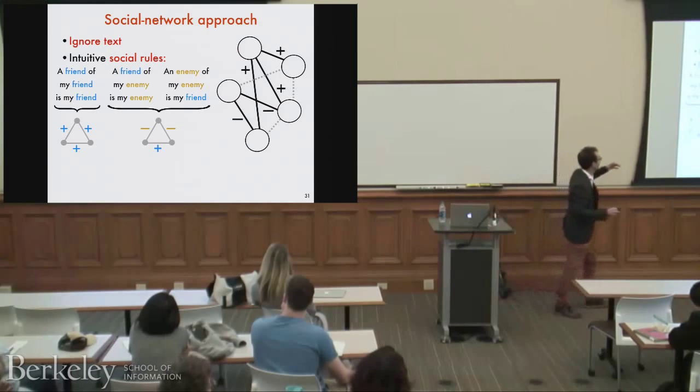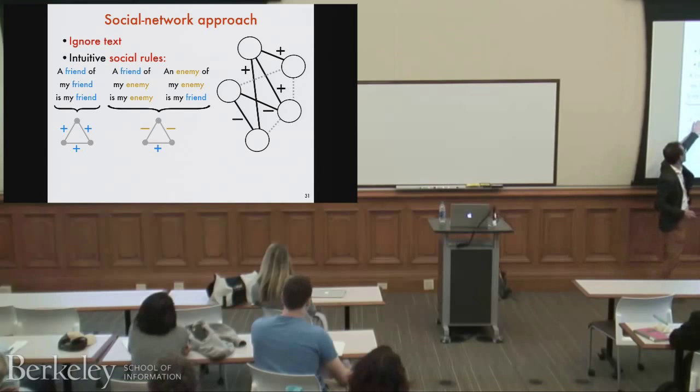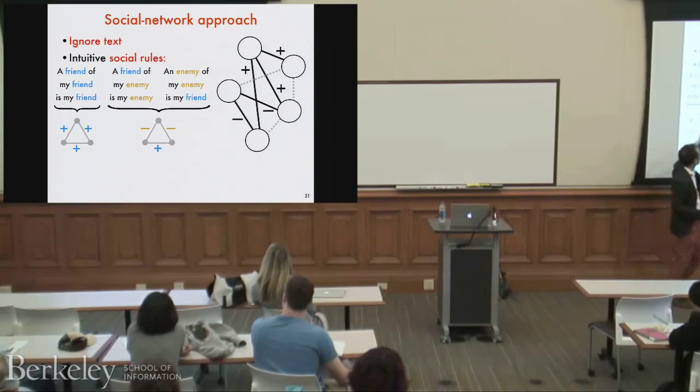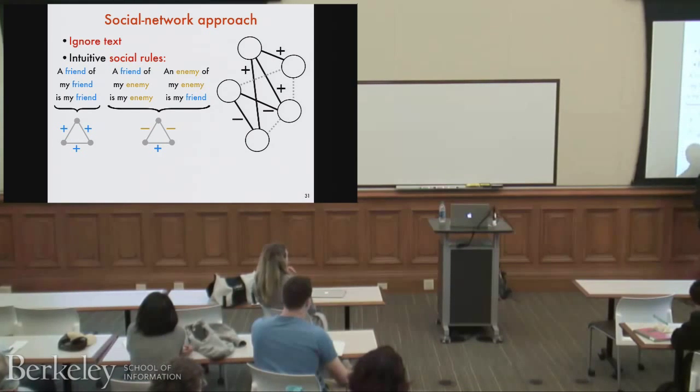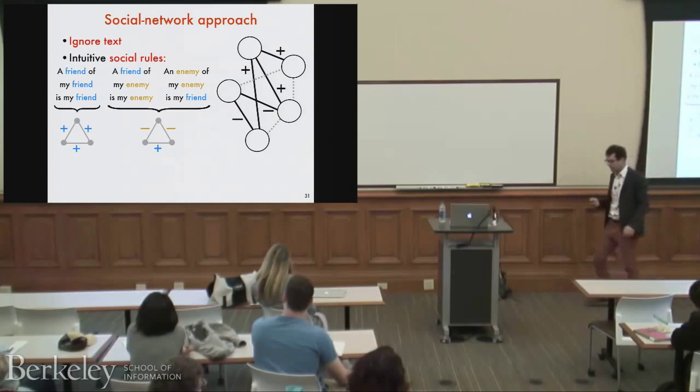For example, a friend of my friend is my friend corresponds to a triangle that has all positive edges. An enemy of my enemy is my friend corresponds to a triangle that has 2 negative edges and 1 positive edge.